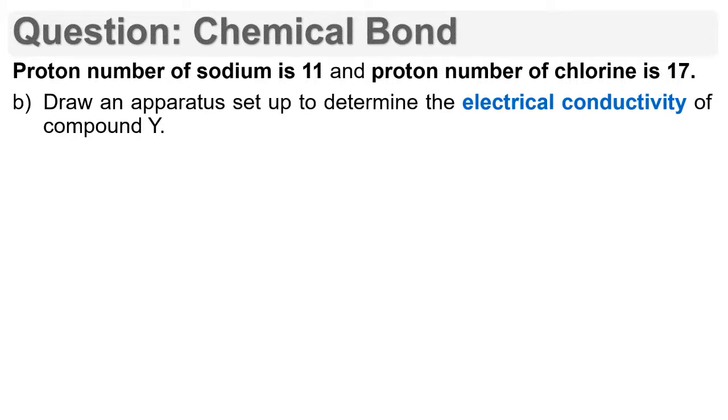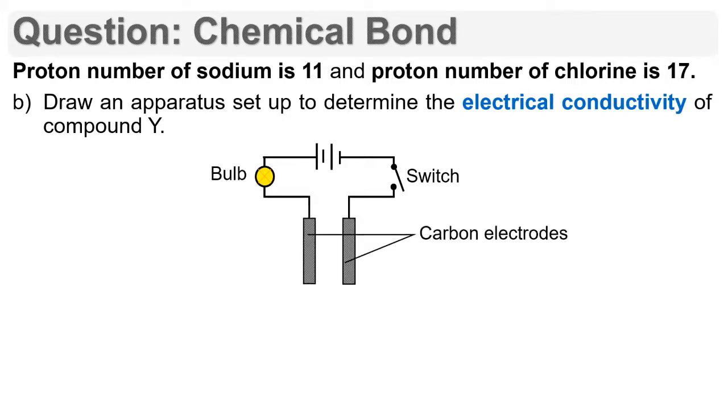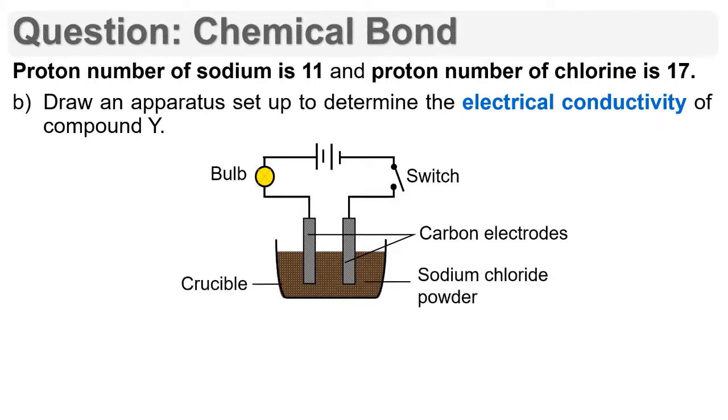The batteries should be connected to a light bulb or a voltmeter to show the electrical conductivity of the compound, and then connected to two separate carbon electrodes. The carbon electrodes are dipped in compound Y, which is sodium chloride. Solid compound Y must be heated to produce free moving ions.